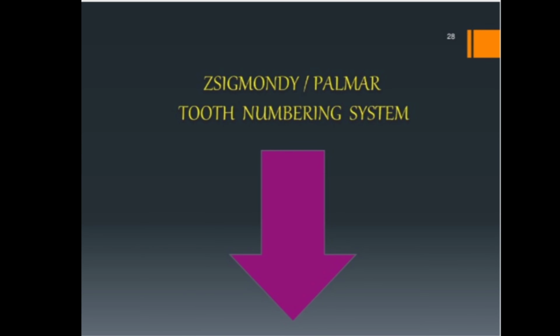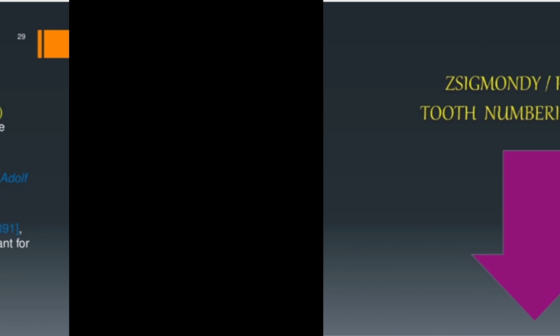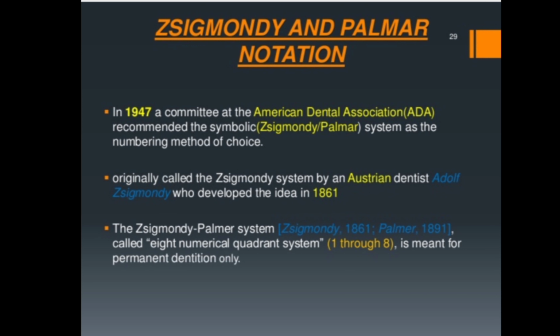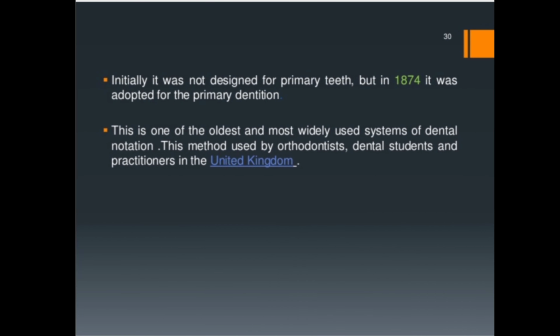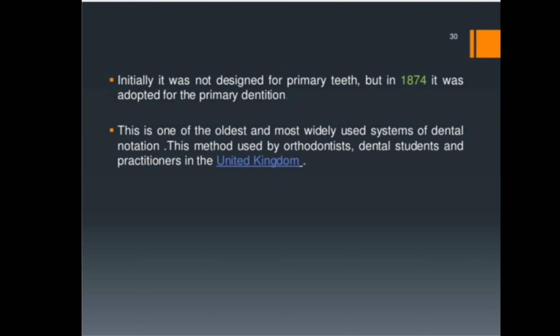Now talking about the second tooth numbering system, and that is the Zsigmondy and Palmer tooth numbering system. In 1947, a committee at the ADA recommended the symbolic Zsigmondy-Palmer system as the numbering method of choice. Originally called the Zsigmondy system by an Austrian dentist, Adolf Zsigmondy, who developed the idea in 1861. The Zsigmondy-Palmer system, which is also called the eight numerical quadrant system, as it uses numbers from 1 to 8, is meant for permanent dentition only initially. Initially, it was developed by Zsigmondy in 1861. Then further modification was made by Palmer in 1891. Initially, it was not designated for primary teeth, but in 1874, it was adopted for the primary dentition.